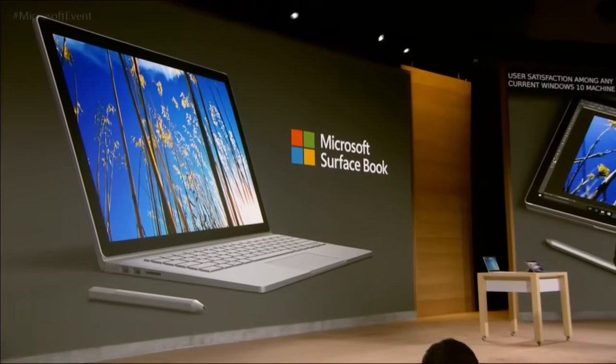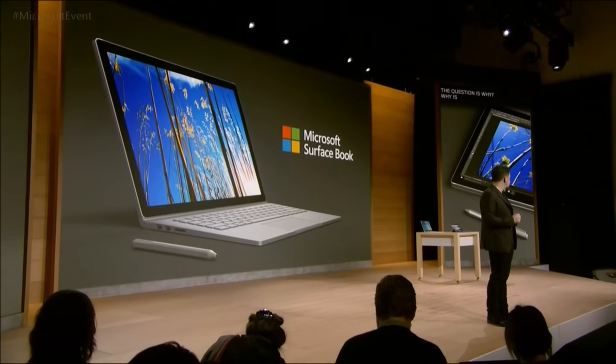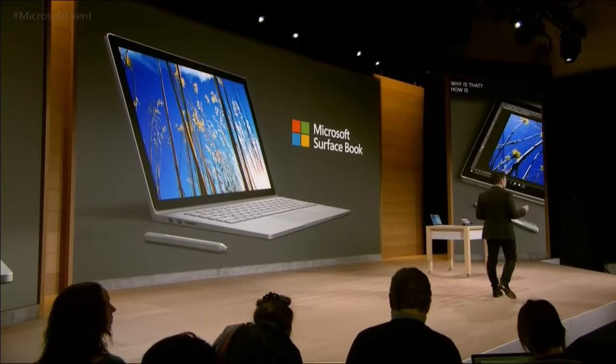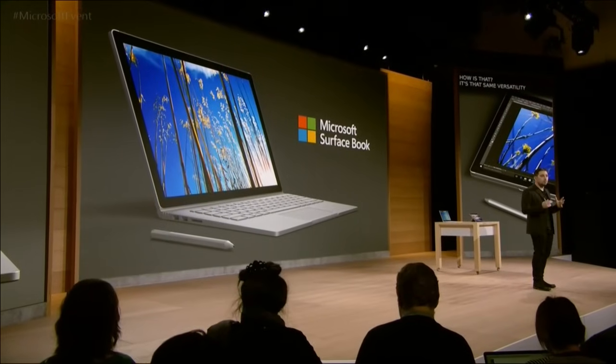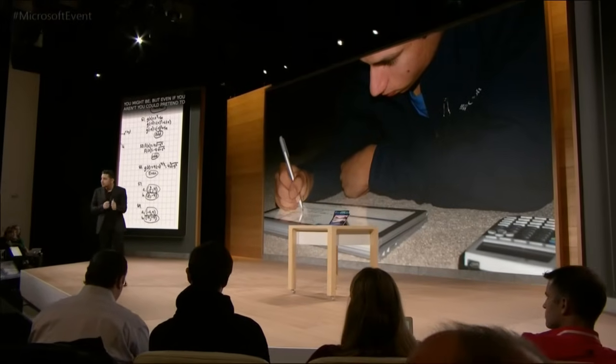The question is why? Why is that? How is that? It's that same versatility you needed in Pro 4 coming to life in that device, but more importantly, that familiarity that we all have in the laptop form factor and that stability you get from it is real. But the fact that you can take the screen off and hand it to somebody, the fact that you can just do that and show them your work, or take it off, remove it, hold it, and write, like as if it was a legal pad and you were the best lawyer on the planet, and you might be, but even if you aren't, you could pretend to be. It doesn't matter. That's the versatility.